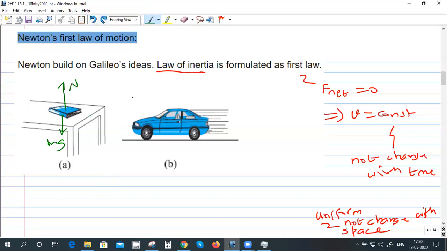So in this book case, what is the velocity? Zero. In the second case, it shows a car. What do you think is the velocity? It's moving, so it's not equal to zero; it can be anything. It's given that it's constant. That means the net force is zero.